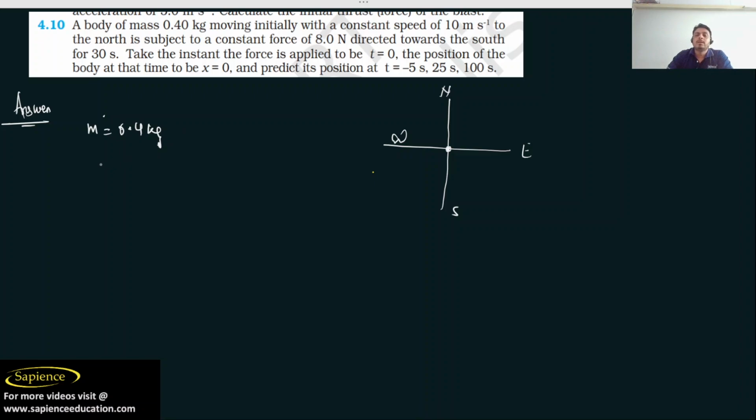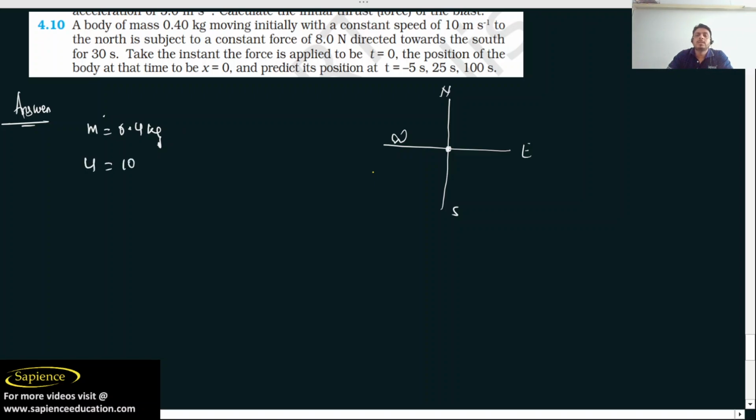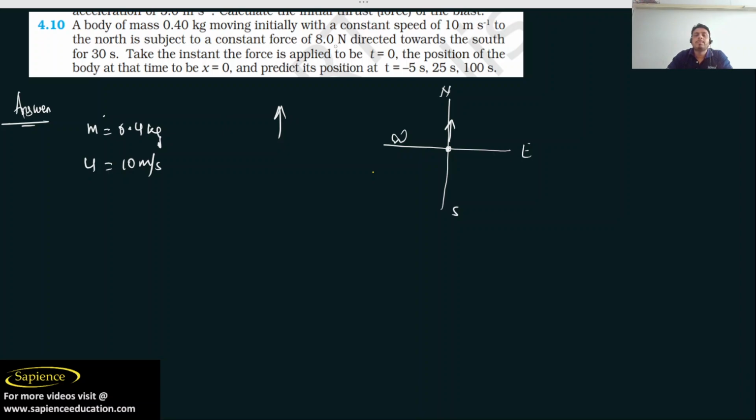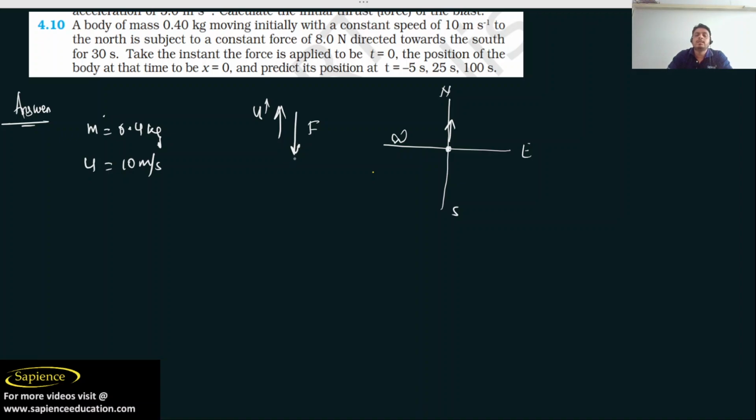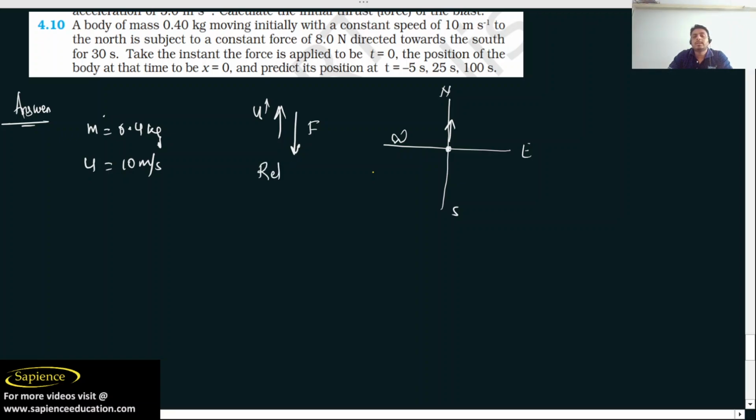Moving initially with the constant speed. So its initial velocity is 10 meter per second in the north direction. So the body is moving in the north direction, that is in upward direction, subjected to a constant force of 8 Newton, but force toward the south. So this is the direction of force, this is the direction of velocity u. So u is in upward direction, force applied is in downward direction. So here retardation will happen. Retardation will happen. Okay, that is negative of acceleration.